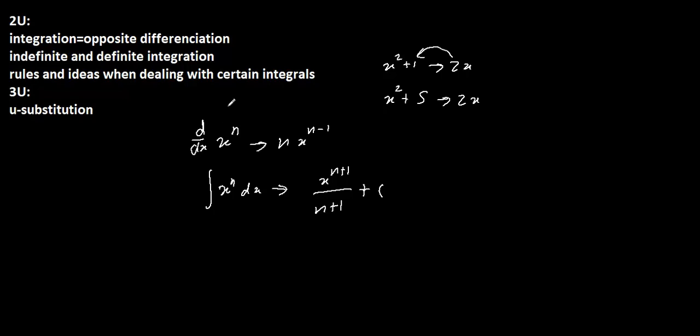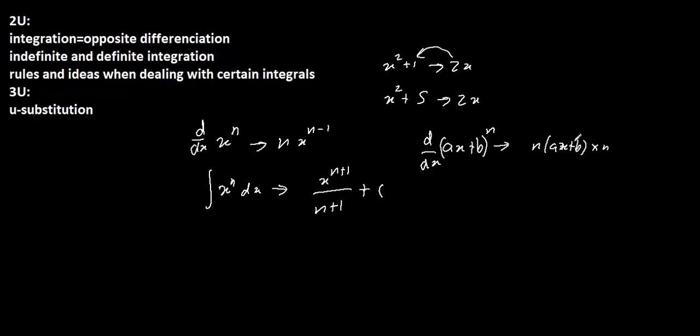Another example: say if I do ax plus b, all to the n power, and I differentiate this. Then I bring the n down, I bring n groups of ax plus b, and then I multiply by n, yeah?